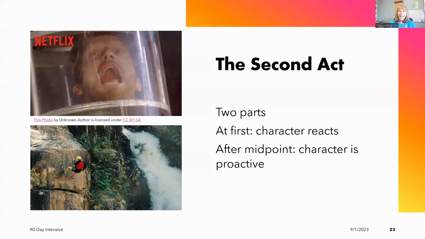So the second act takes up the most of your book and you need to keep it moving along, my friends. And in order to do that, you need to understand that your character has a different mindset in the first half than they do in the second half.